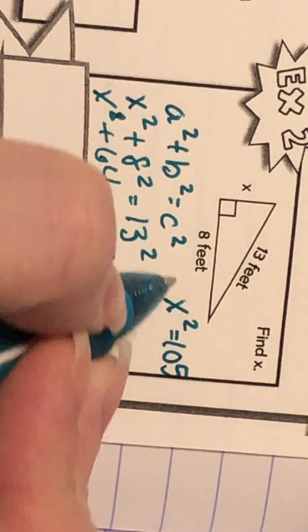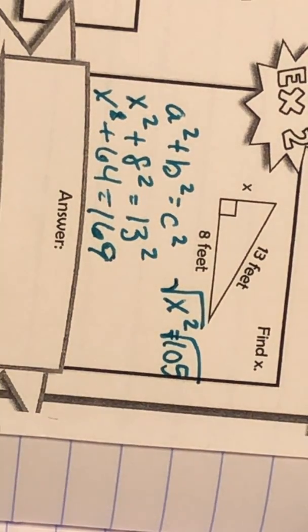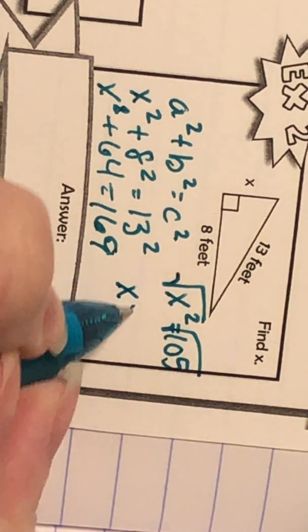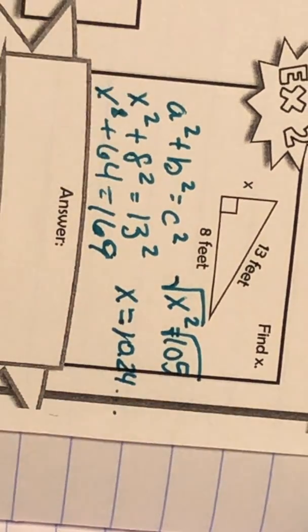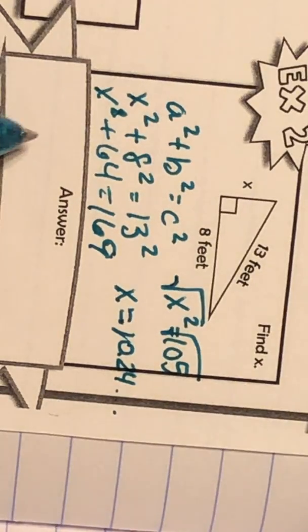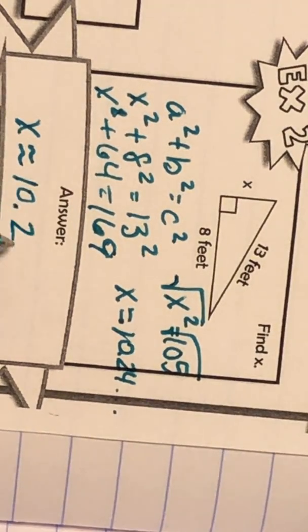So I'm going to square root both sides. So I'm going to use my calculator. Square root of 105. So x equals 10.24, and it keeps going. So I'm going to go ahead and round. So x is approximately 10.2.